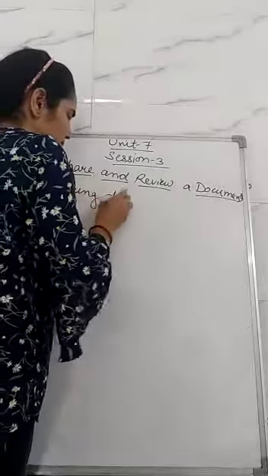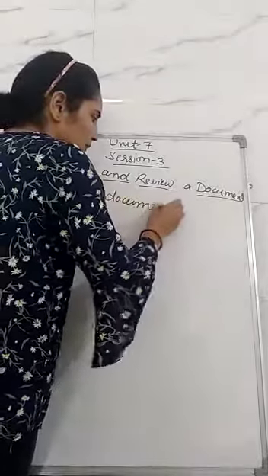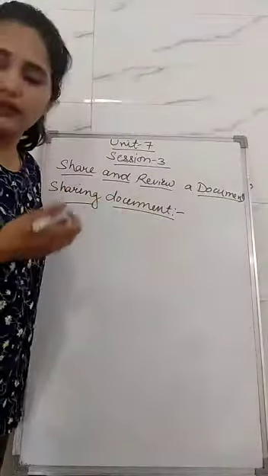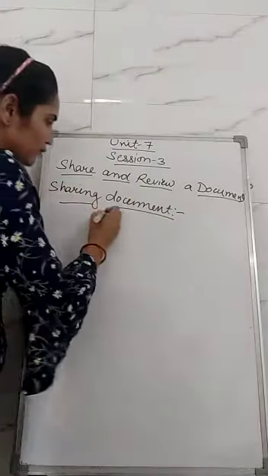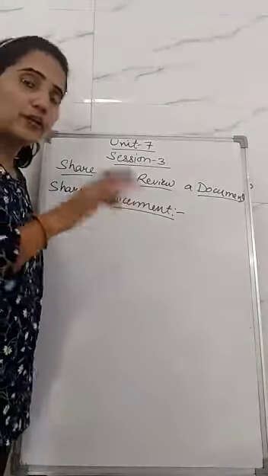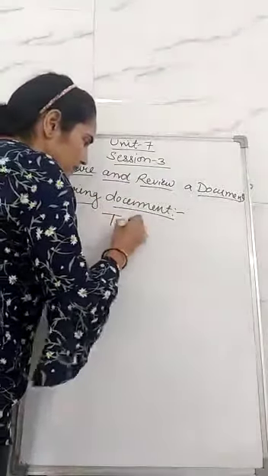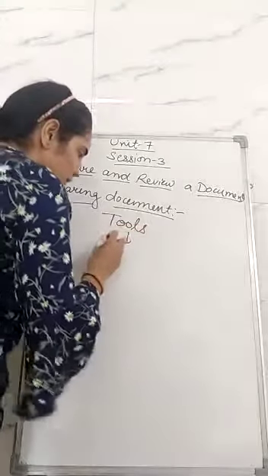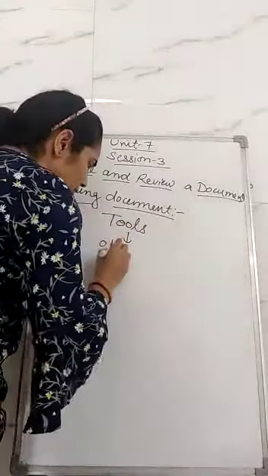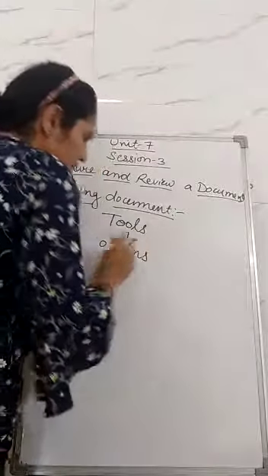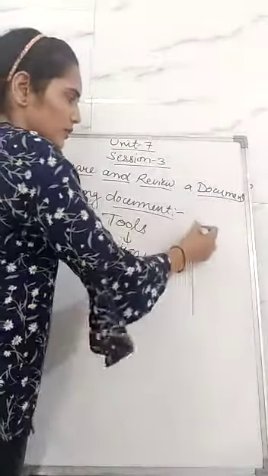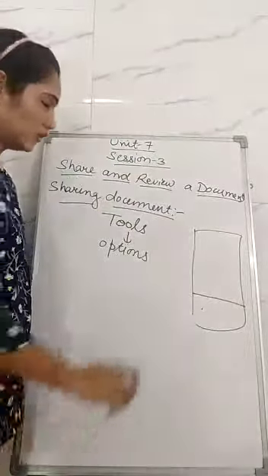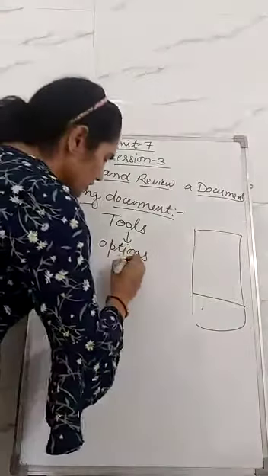In this session, the first point is sharing documents, meaning how we can share a document. If we want to share a document, first we open LibreOffice Calc, then we click in the menu bar on tools. There you will find options. When you click on tools, this kind of box will appear, and in this box the last point is options. You just click on options.